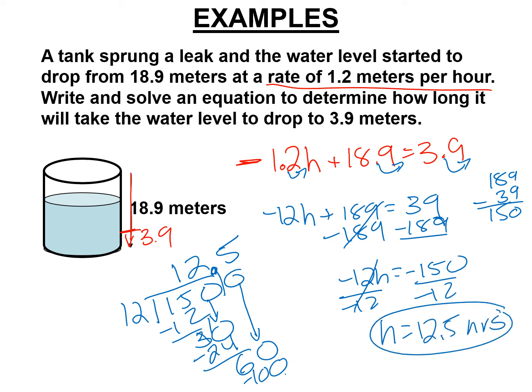Okay. When you have these negative rates, you're always going to get two negatives turning into a positive in that very last step. Please know that. If you get a negative hours, that's like you're going back in time. And yes, we could have problems where we go backwards in time, like it happened 5 hours ago, but we're not doing that.